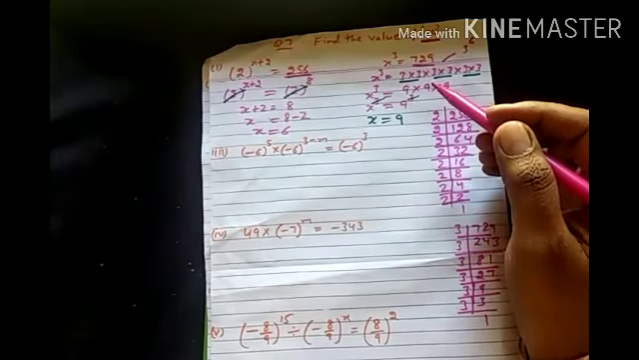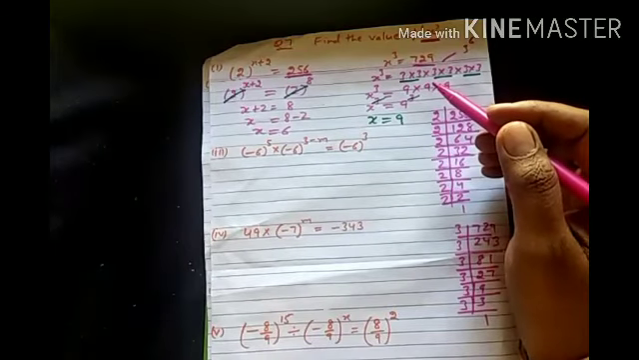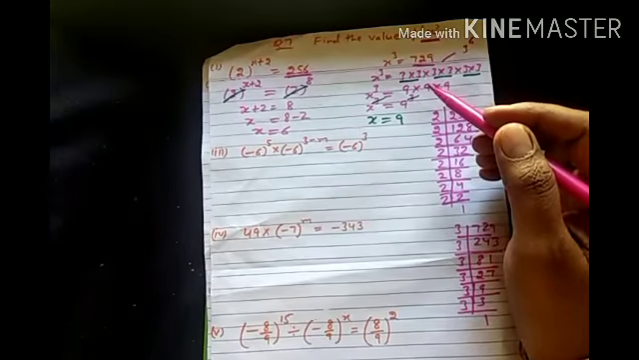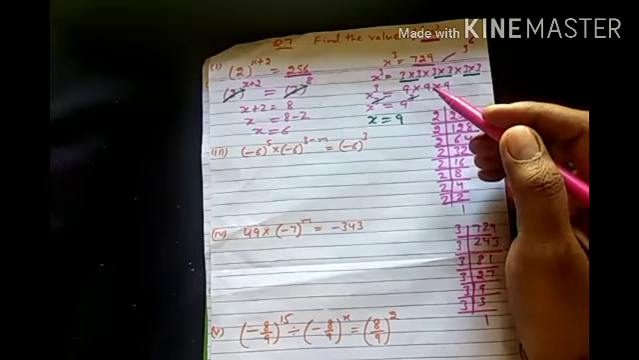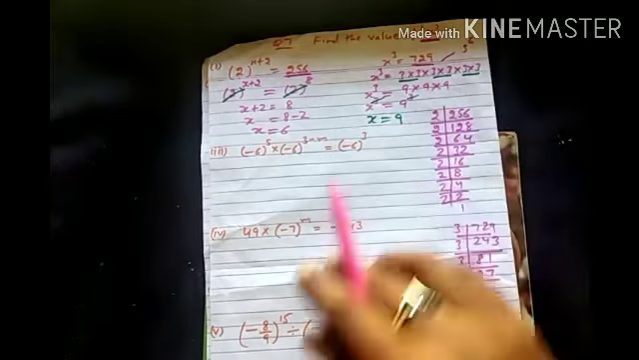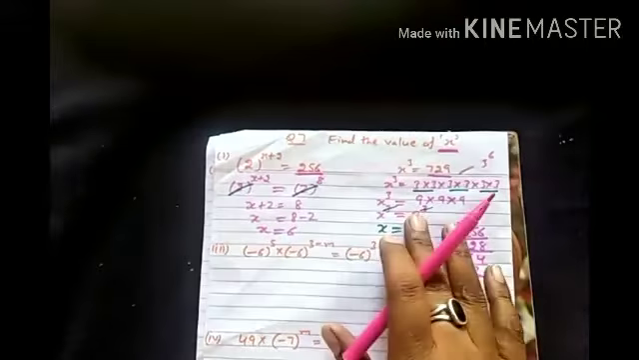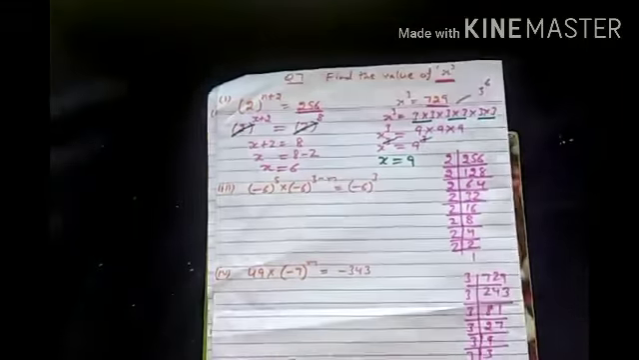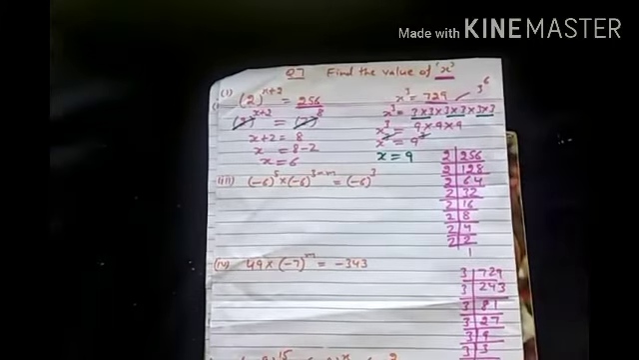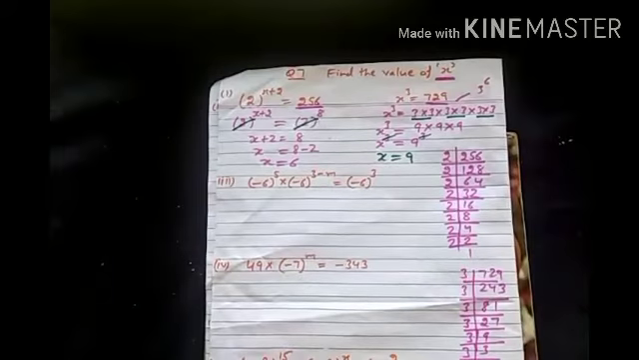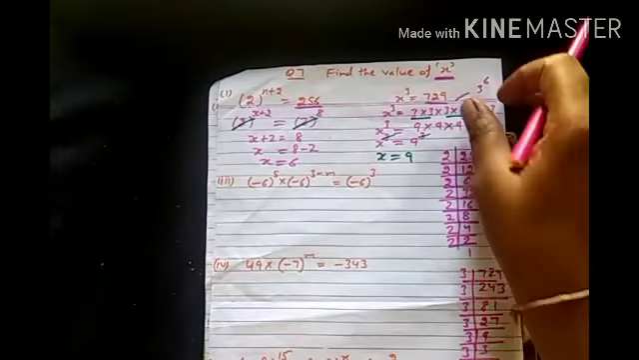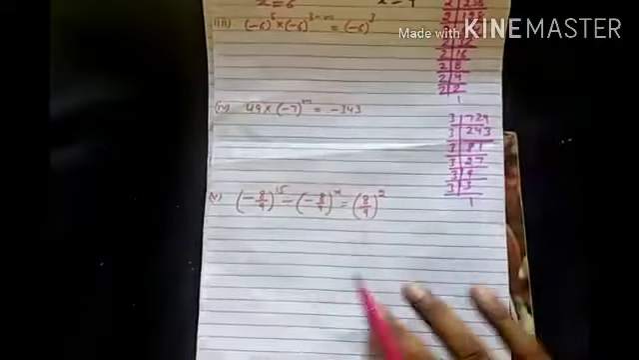Question of exercise 4b that is based on the laws of exponent. This is question number 7 and we have done 2 parts in the previous video. Now there are 3 more parts which we have to solve. Before solving these questions, I will let you clear one thing regarding exponent.